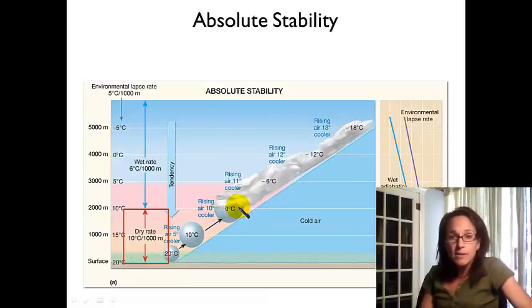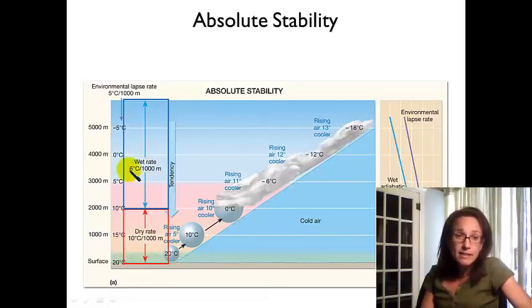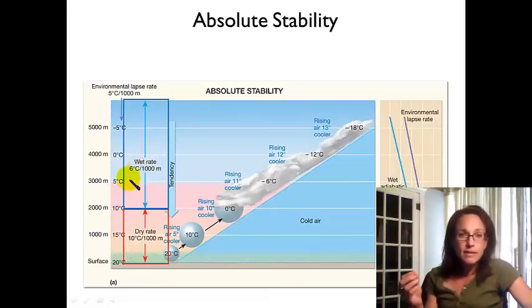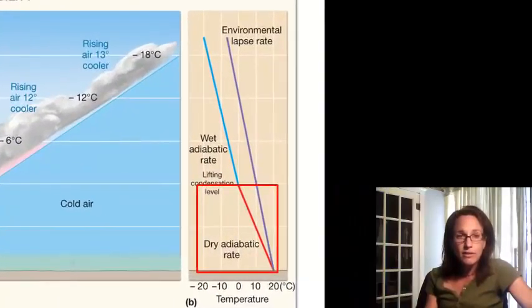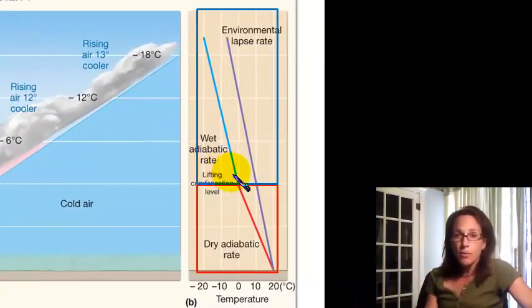Okay, so once that air mass hits that condensation level, remember the condensation level is where it reaches its saturation vapor pressure, its dew point temperature, then it rises at a different rate called the wet adiabatic rate. The wet adiabatic rate is a slower rate than the dry rate because of the presence of water vapor, and it ranges from 5 to 9 degrees Celsius. So in this case now, the wet adiabatic rate is 6 degrees Celsius per 1,000 meters.